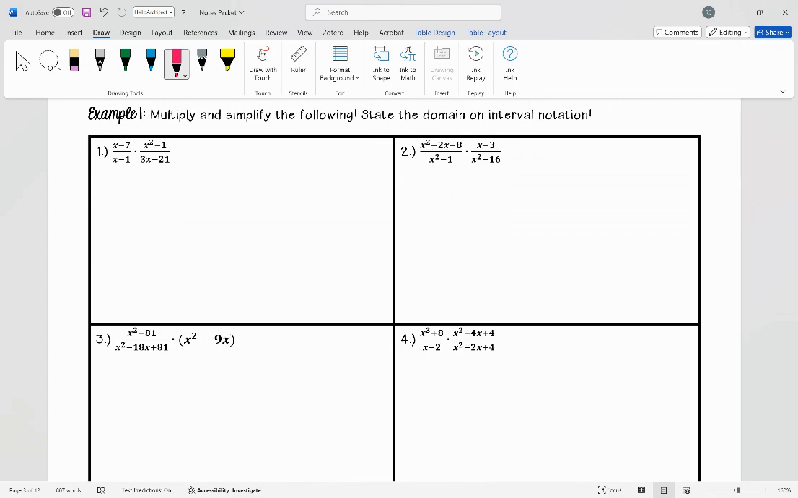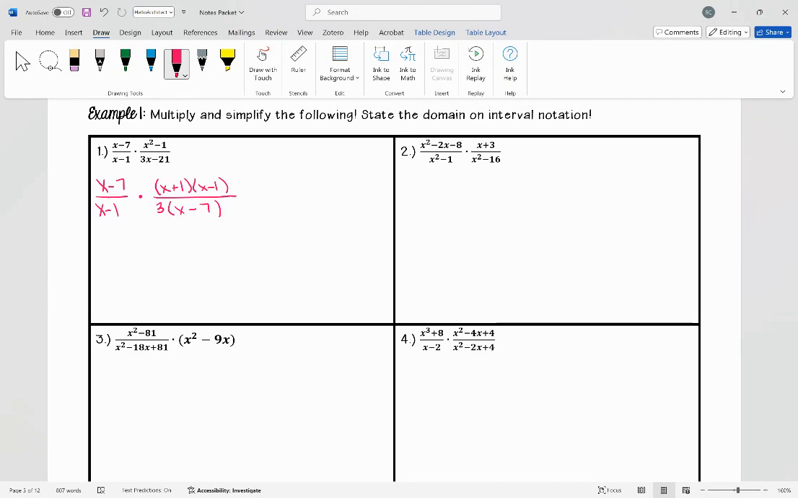So when I look at number 1, if I look at that first expression, x minus 7 over x minus 1, there's nothing that I can factor in that. So I'm going to just rewrite this one. This one's going to stay the exact same. There's nothing I can do. The one on the right, when I look at the top, I can use difference of squares. So I get x plus 1, x minus 1. On the bottom, I can pull out a GCF, and I'm left with 3 parentheses x minus 7.